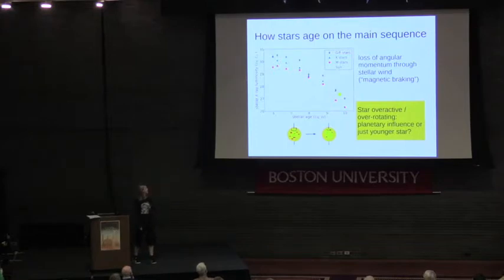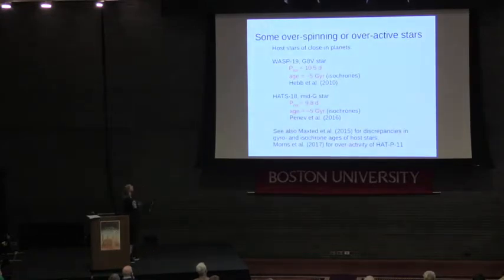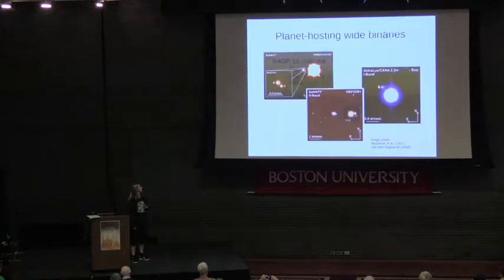And a few reports for some overspinning or overactive stars have been reported where we have reasonable ages from isochrones where things seem to be quite quickly rotating. This one here as well. Here at this meeting we saw the overactivity of HAPI 11. So there are a few reports that this might be something that's going on. Now I'm going to show you some of my work, how I decided to tackle this problem.